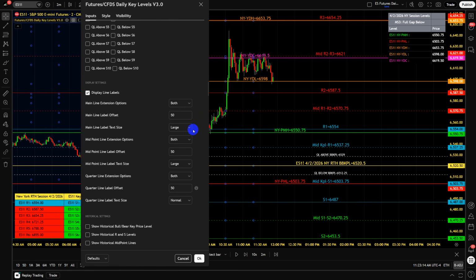This is the line label text size, so we'll just show you what the difference is. If I want to turn these to small as an example, then that's small. You look at it as normal, normal, and then large is the default.